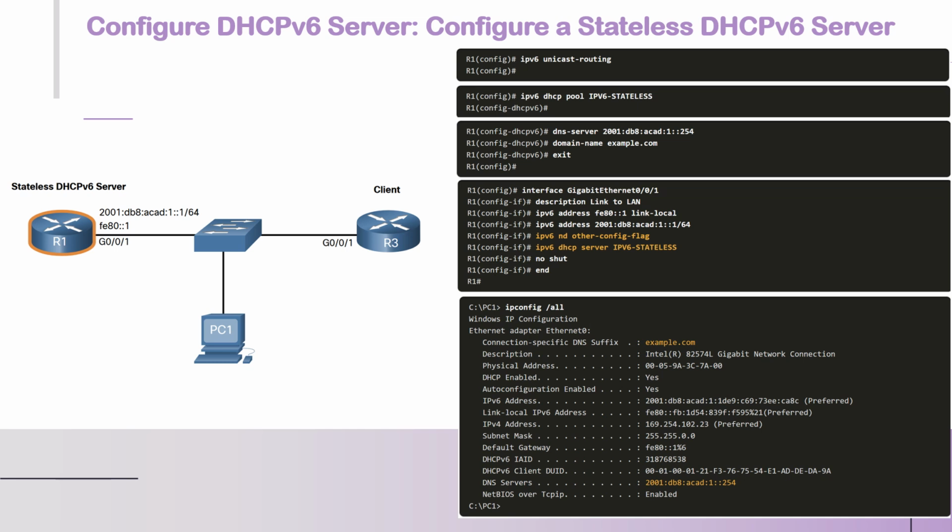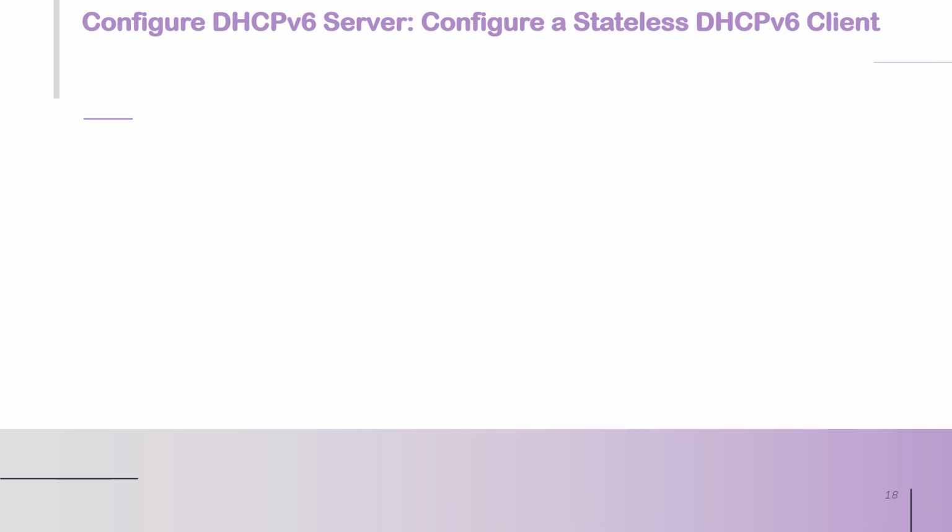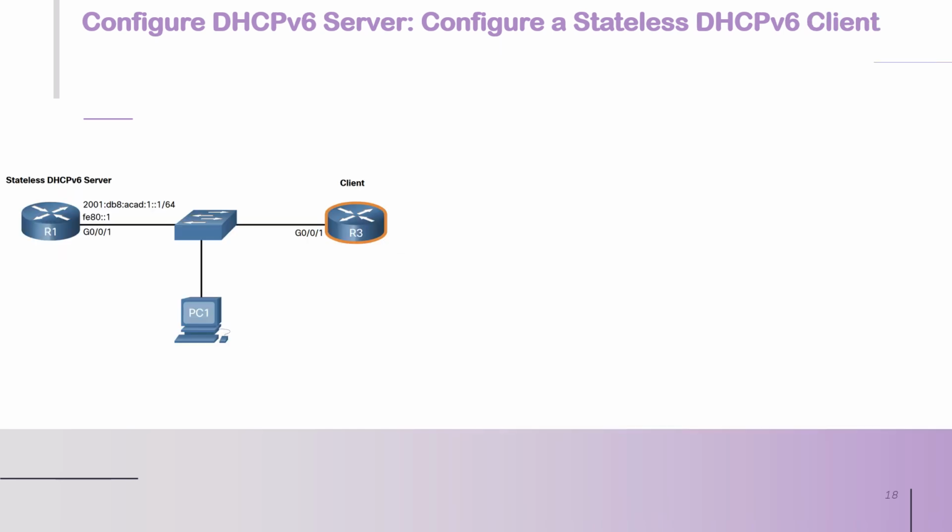So after we configure the DHCP version 6 server, let's go to configure a stateless DHCP version 6 client. We will use this topology, and a router, remember, can also be configured as a DHCP version 6 client and can get an IPv6 configuration from a DHCP server, such as a router functioning as a DHCP version 6 server.